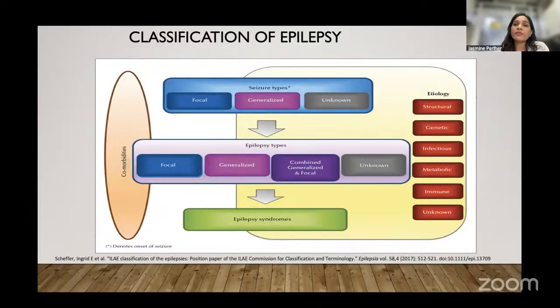And then we look at the etiology of the seizures during our workup, and we look at the comorbidity, and we make a syndrome out of it, which is known as the epilepsy syndrome.